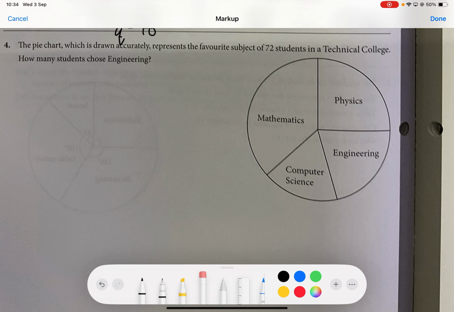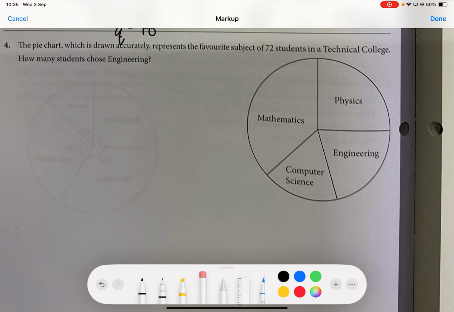So if we go and measure the angle occupied by engineering, this angle here, out of the 360 degrees, it will be a fraction of the number of students. Okay? So you have to take your protractor, physically put your protractor and measure the angle of the engineering.